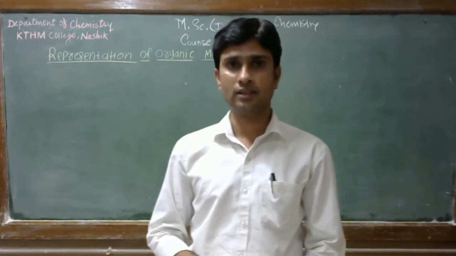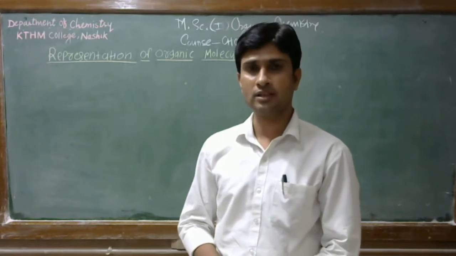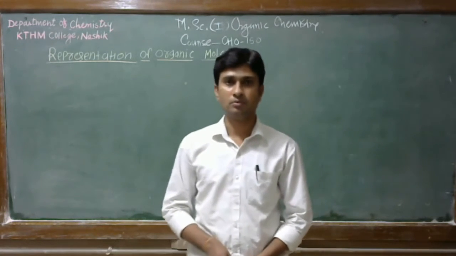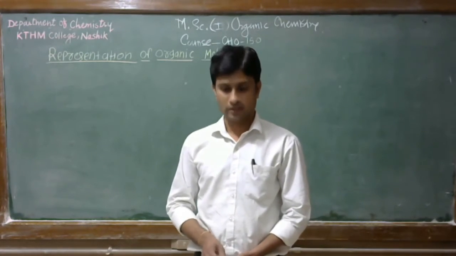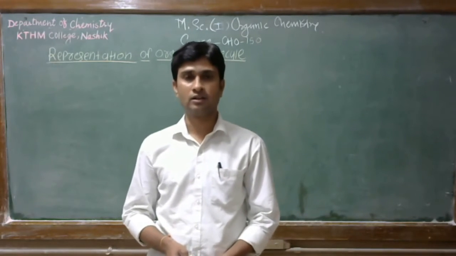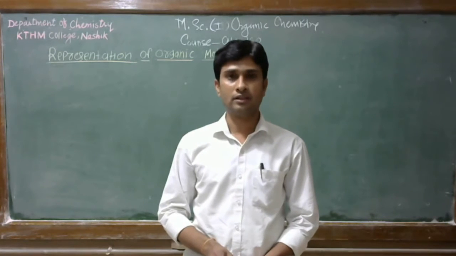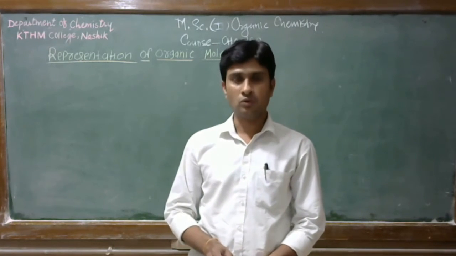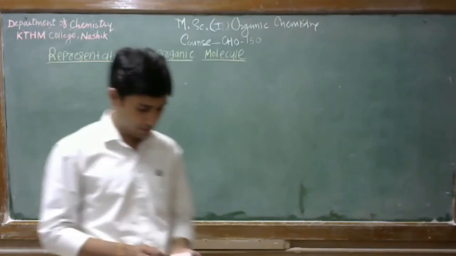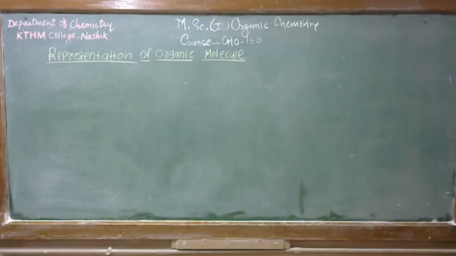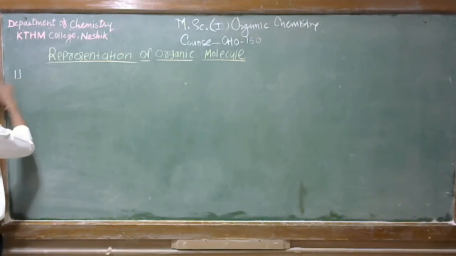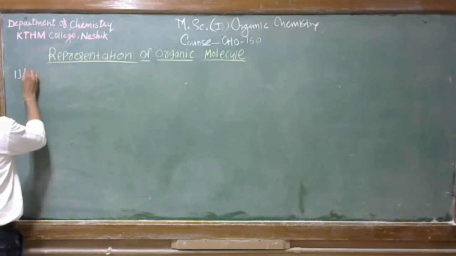Today we are going to discuss the remaining part of the Stereochemistry chapter. In this lecture we are going to discuss the representation of organic molecules in stereochemistry. There are four methods, and now we are discussing them here. The first method is the wedge dotted formula.